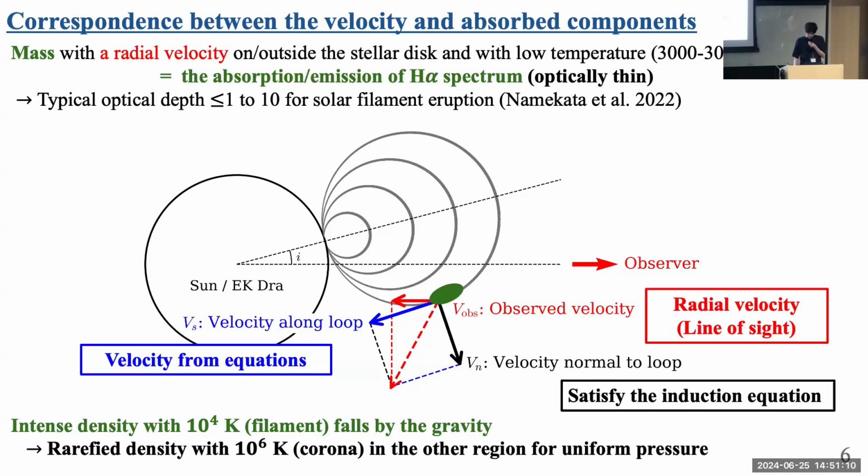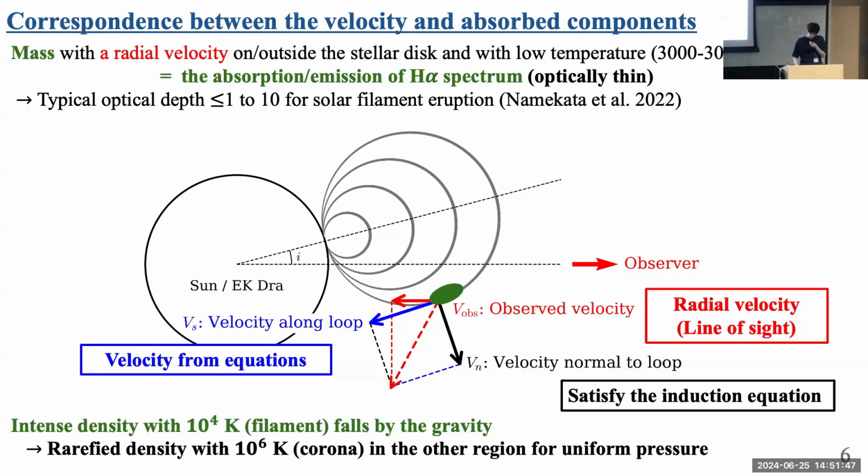We can derive the velocity along the loop from hydrodynamic equations in blue, and the velocity normal to the loop is set by hand to satisfy the induction equation of Maxwell equations. And this induction equation satisfies the divergence-free condition of the magnetic flux tube. We can calculate the radial velocity to the line of sight by projecting the composite of these vectors.